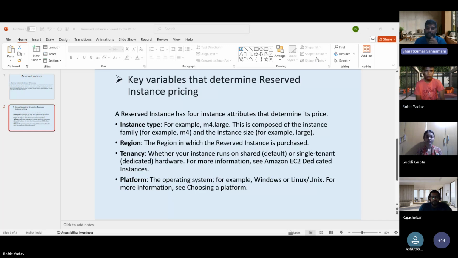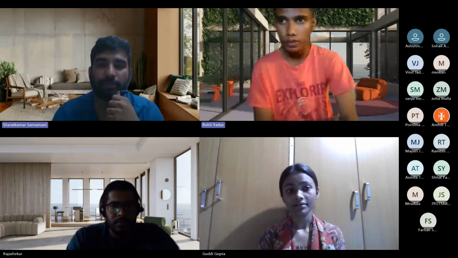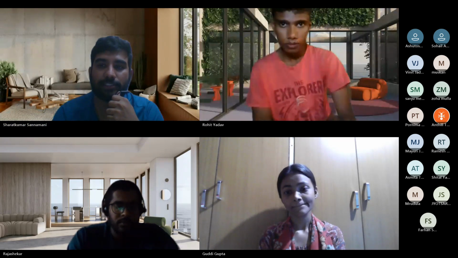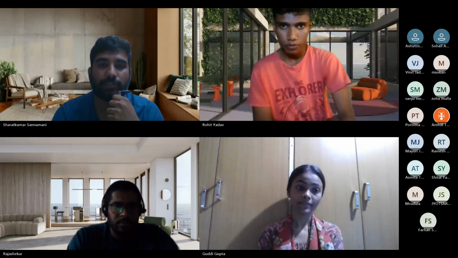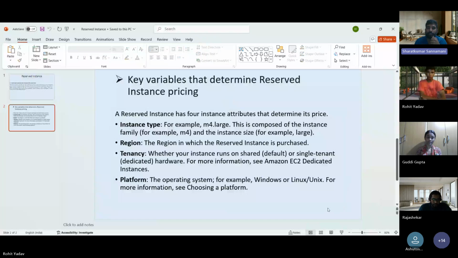If you are changing the tenancy, whether it's dedicated, reserved, or shared, the price will differ. The last option is platform. Platform means operating system. For different flavors of operating system, the price will differ. So these are the four parameters on which the pricing of the EC2 instance depends. If you change the attributes, the price will differ. Based on these parameters, you need to reserve the EC2 instance.